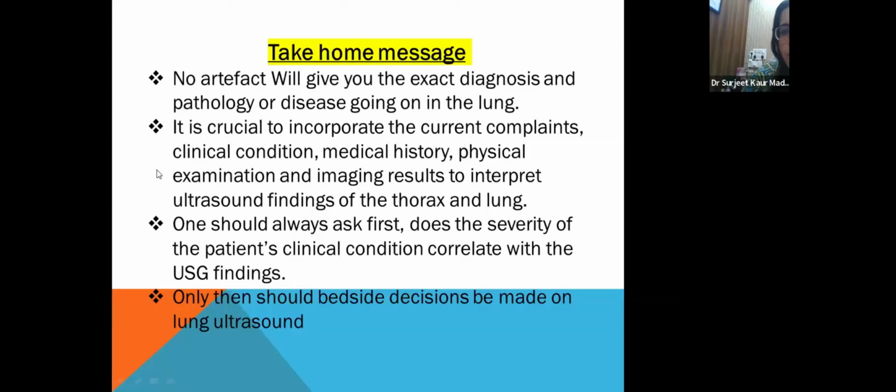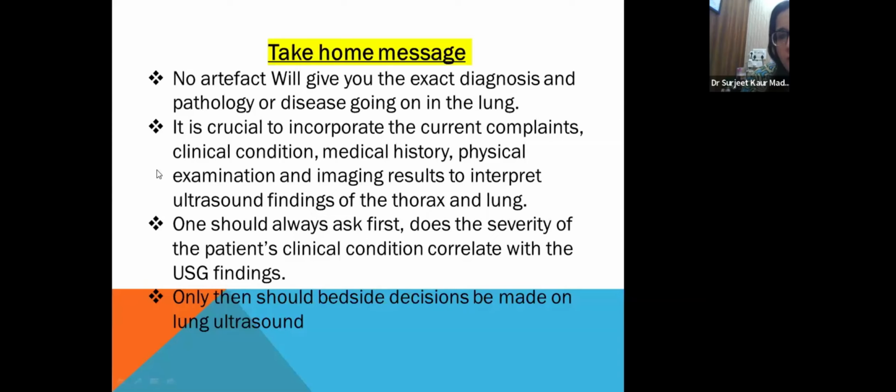It is actually important to incorporate your current complaints, your clinical condition, your signs and symptoms, your oxygen requirements, your medical history, and your physical examination, and then correlate all these findings with your lung ultrasound findings, and then come to a final diagnosis of what pathological condition your baby must be having.